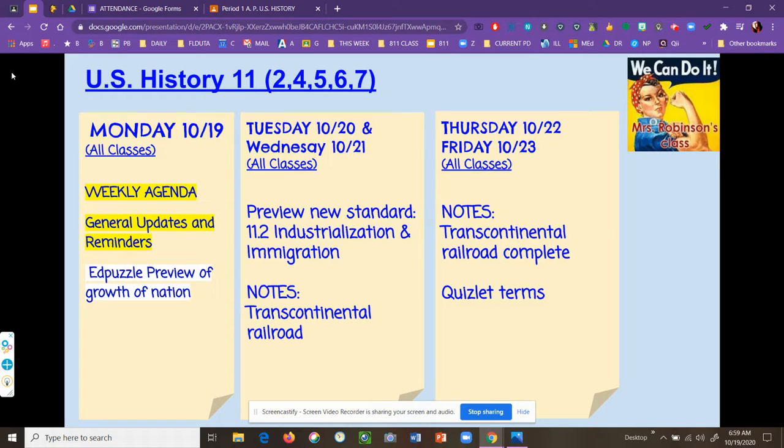For Tuesday and Wednesday, we're going to be talking about the Transcontinental Railroad. So we're starting a new standard, which we'll talk about tomorrow. It is industrialization and immigration, and the first part of that would be the railroad. Thursday and Friday, we're going to be completing that and moving on to a new topic of immigration. Those two days, the only thing you'll have to do for points are Quizlet terms, and then we'll move on to our primary source stuff next week.